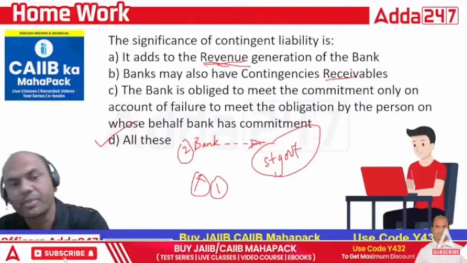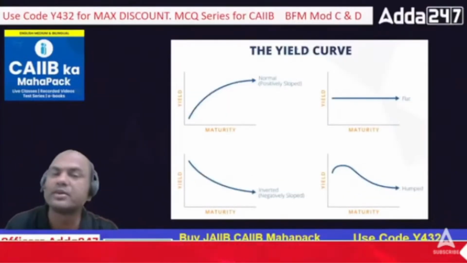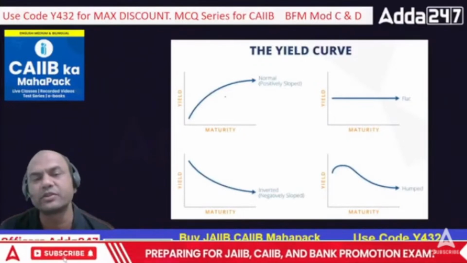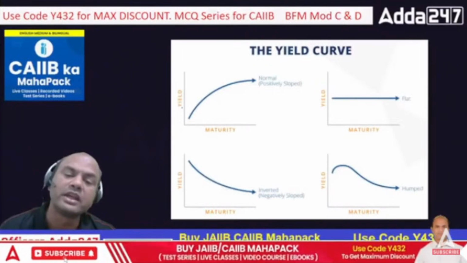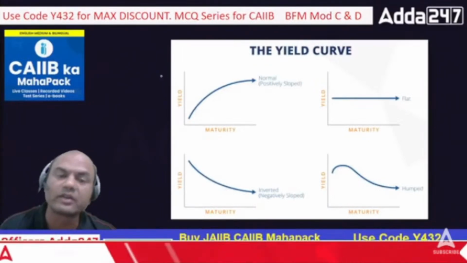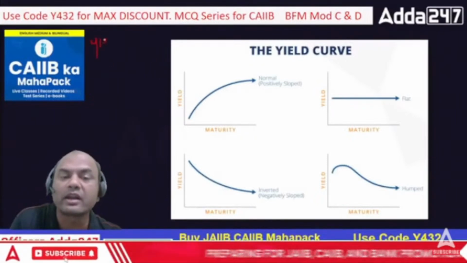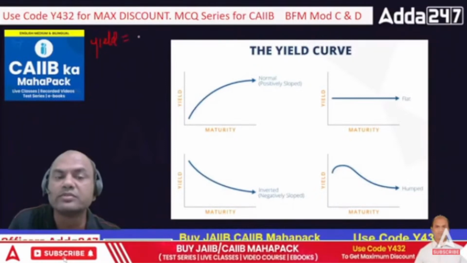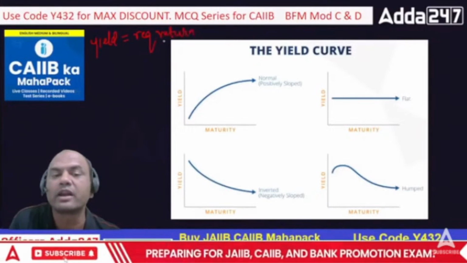Now today's topic is yield curve. Firstly, you understand the basics of the yield curve. A yield curve is always plotted as yield versus maturity. Now what is yield? You need to understand yield also. Yield is always, remember, the required rate. Required yield equals required returns. Always remember, required returns.